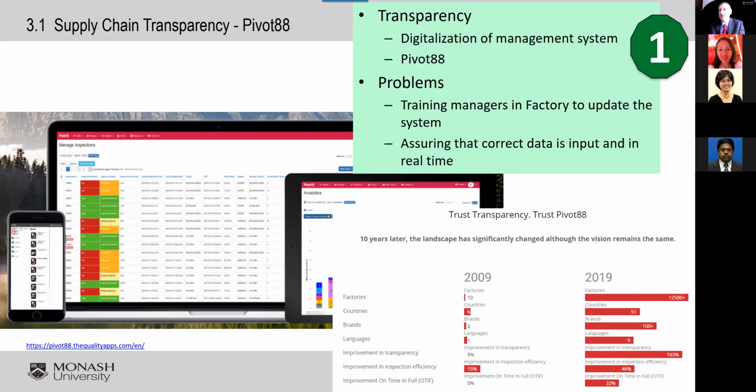And so now that's gone to 12,500 factories. Wow, we thought that only happened in 2020 when companies couldn't visit factories. No, this has been a growing and growing trend in supply chain management, where we are managing suppliers from a distance. And Pivot 88 is a great example of that, bringing transparency to the hundreds, thousands of multinationals around the world.